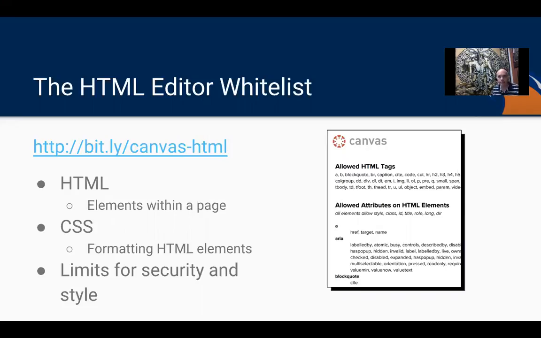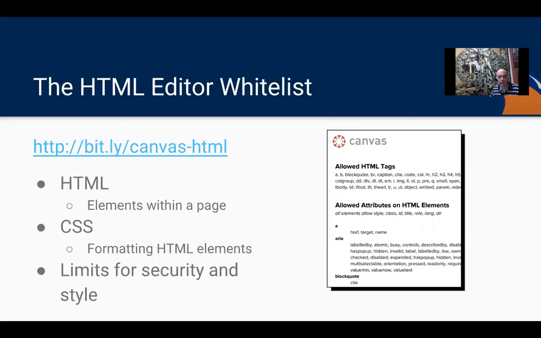CSS is cascading style sheets. HTML is hypertext markup language, in case you wanted to know. So HTML, again, is for the structure of the page. CSS is for the formatting of the page, of the elements within the page. So we can use CSS to do things like change colors and those types of things.